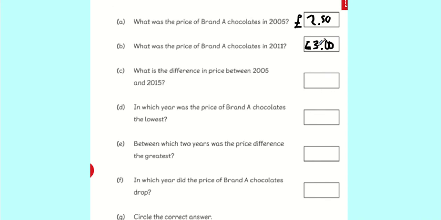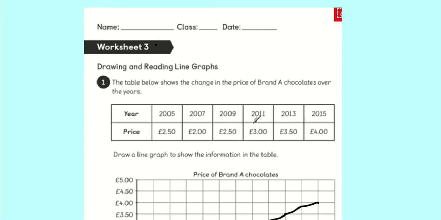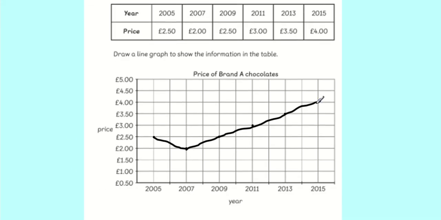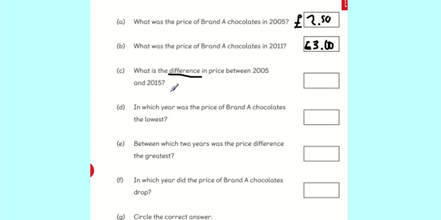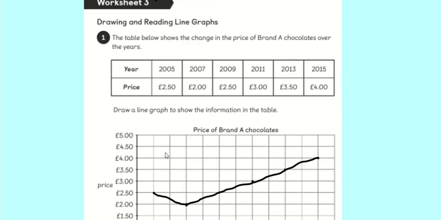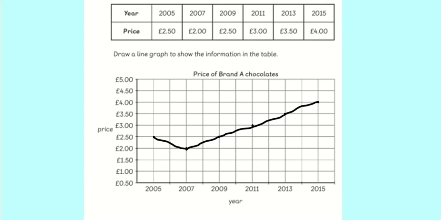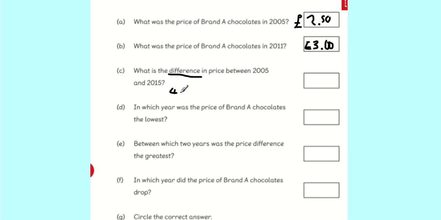Okay, then next one. What is the difference in price between 2005 and 2015? We know when we've got the word finding the difference, we're going to be taking away. So let's find the bigger one first. 2015, we had £4. Let's write that in. And in 2005, we had £2.50. Make sure. So that's it, £4, and we're going to put it in a column.